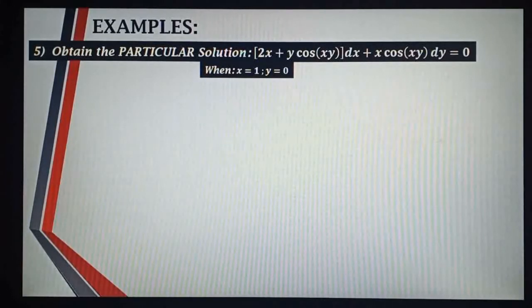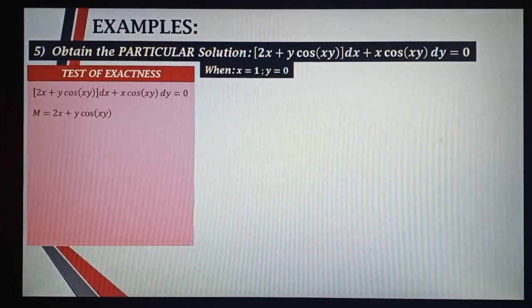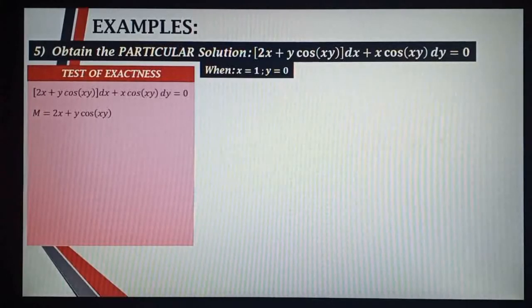Now performing your test of exactness, so you were given the equation, identifying the m, our m here is 2x plus y of cosine xy. I-differentiate natin siya with respect to y.